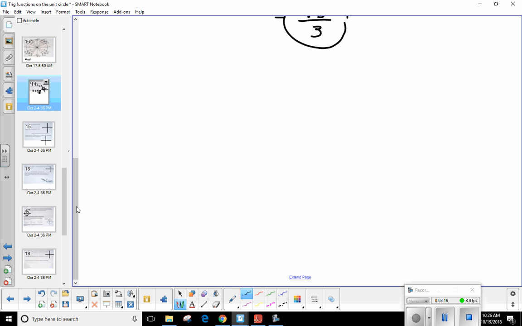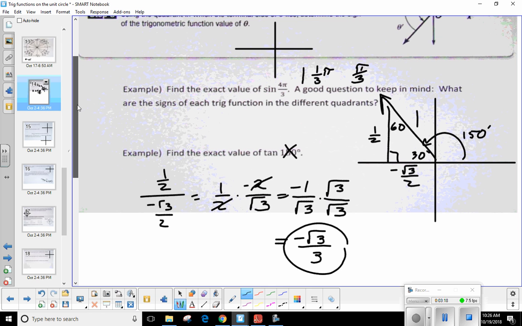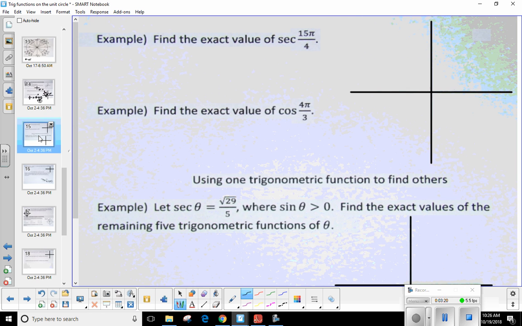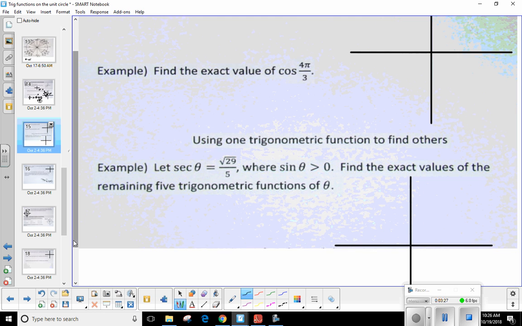Okay, but let's go ahead and take a look. How far did we get? I know we got the tangent one done, right? Did we get the secant one? So we did get secant done. Okay, so let's go ahead and take a look at cosine of 4 pi over 3. Did we get that one? No, okay, let's do that one.